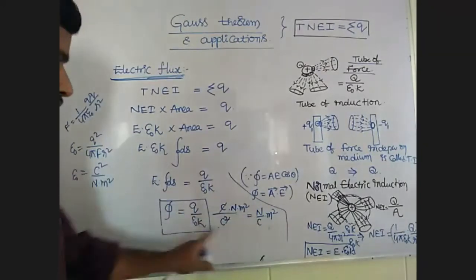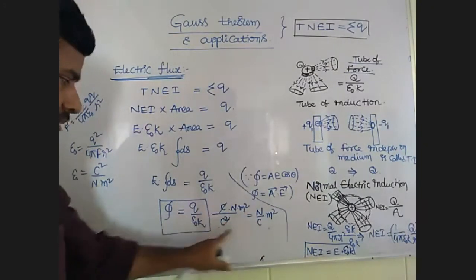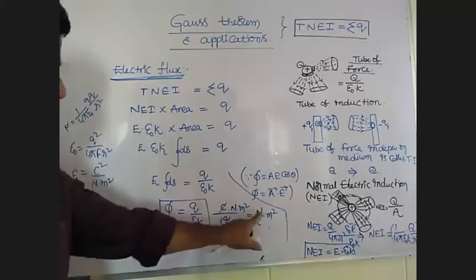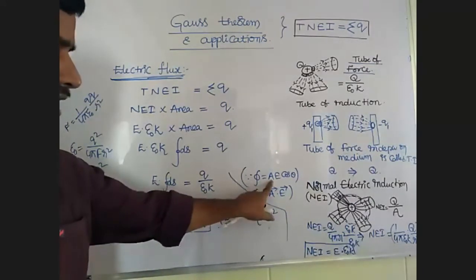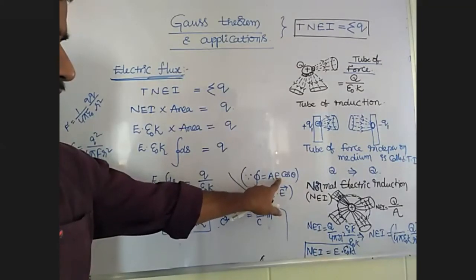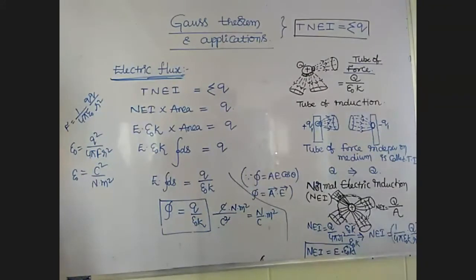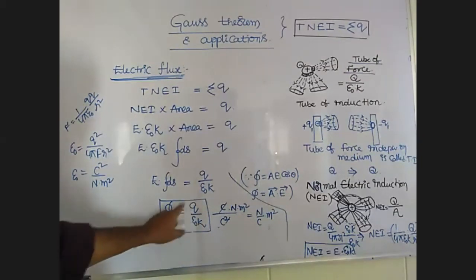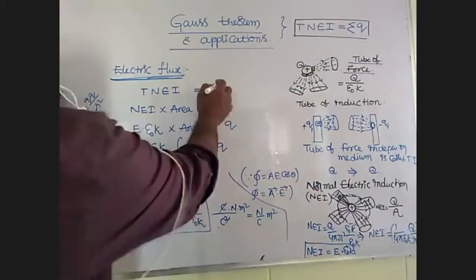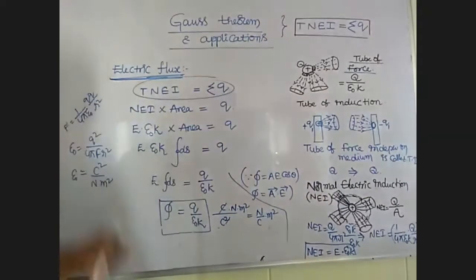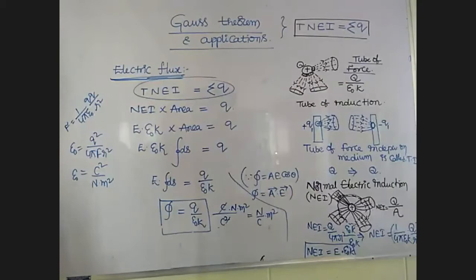Flux unit is Newton meter square upon coulomb. Just observe, this is area, meter square, and intensity is Newton per coulomb. So this is electric flux. We calculate electric flux phi equals Q upon epsilon naught, but using Gauss theorem. Gauss theorem says TNEI, total normal electric induction, equals the total charge enclosed in a closed surface.